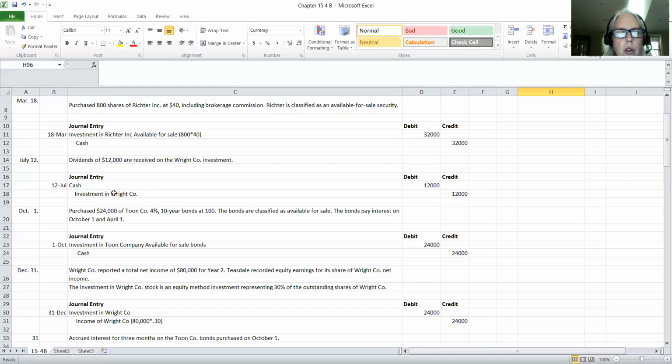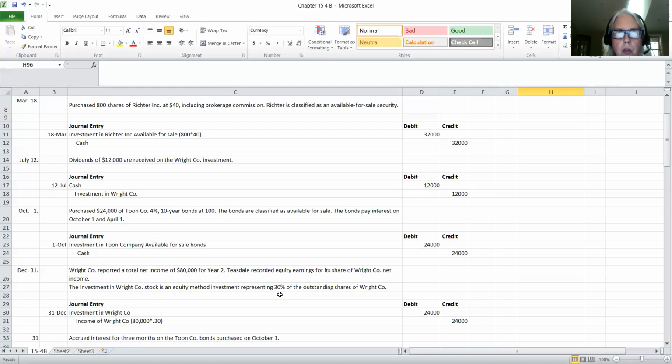In dividends, we're reducing the investment account. We're not recording it as dividend revenue under the equity method. Also, because we're using the equity method, what's relating to the journal entry on December 31st is that we get to share in the net income of the Right Company because we own between 20 and 50% of the shares of stock. They just happen to tell us that the investment in Right Company stock is using the equity method, and it represents 30% of the outstanding shares of Right Company stock.